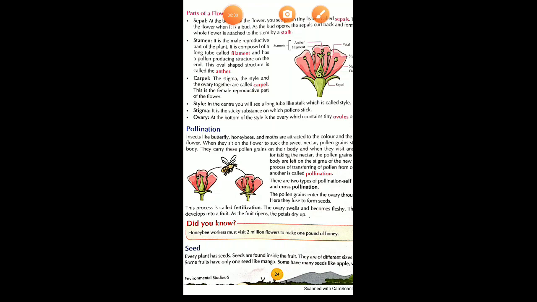Good morning, student. In my previous video, we discussed different parts of a flower. The flower has four main parts. The four main parts of the flower are sepal, petals, stamen, and carpels.